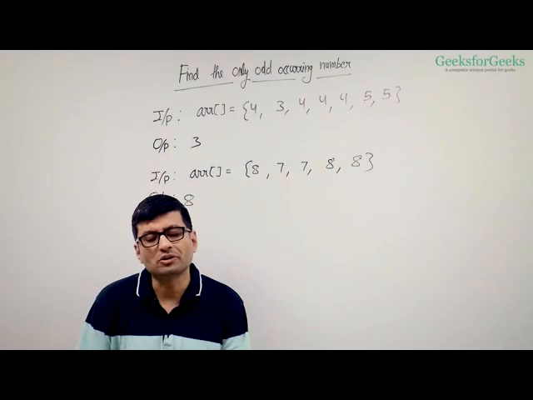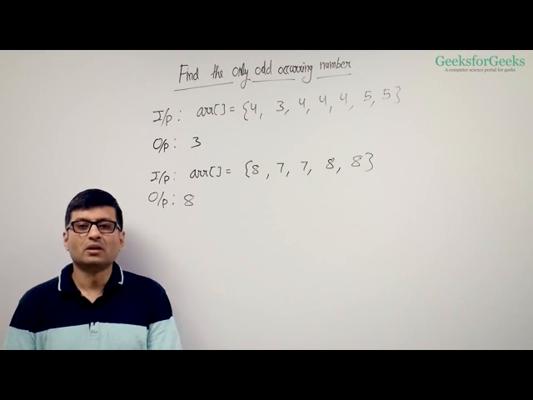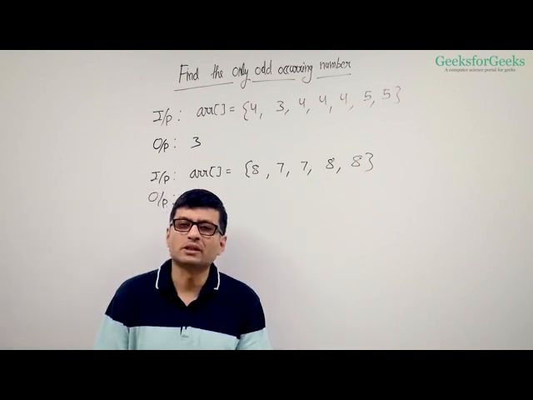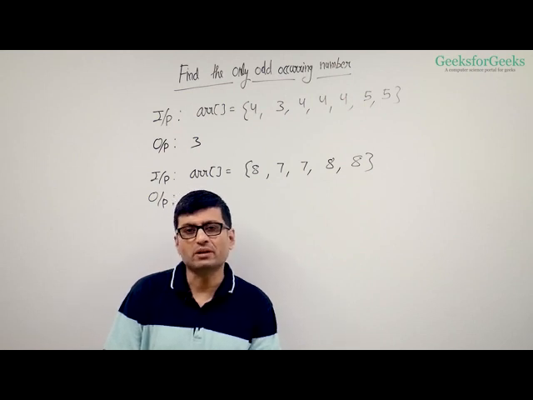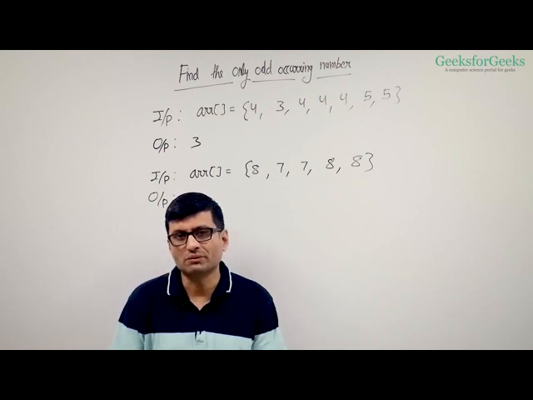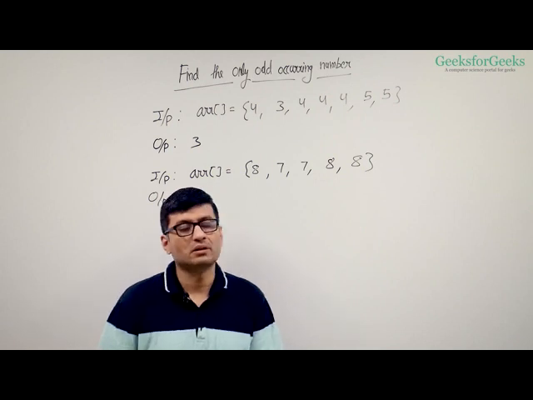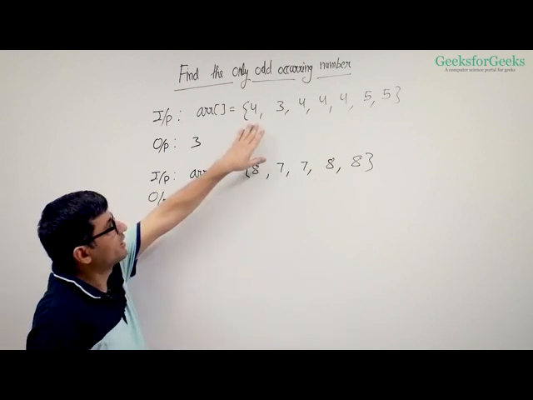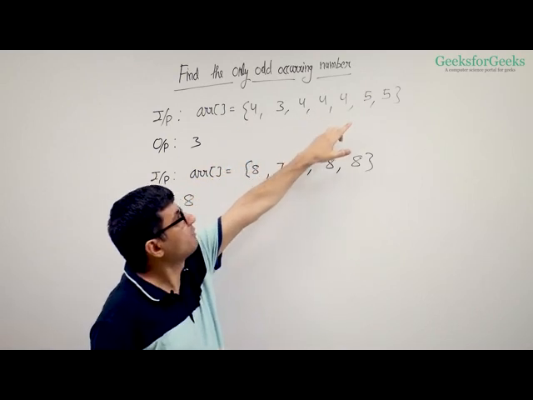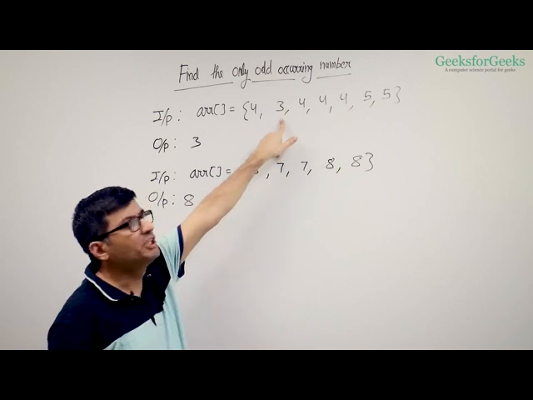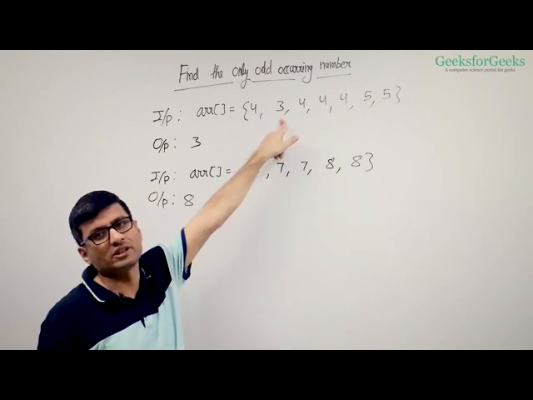Let us now talk about this question. We are given an array of integers where all numbers appear an even number of times except one number, which appears an odd number of times. We need to find the odd appearing number. For example, in this array, 4 appears 4 times, 5 appears 2 times, and 3 is the only number that appears 1 time, which is an odd occurrence count.